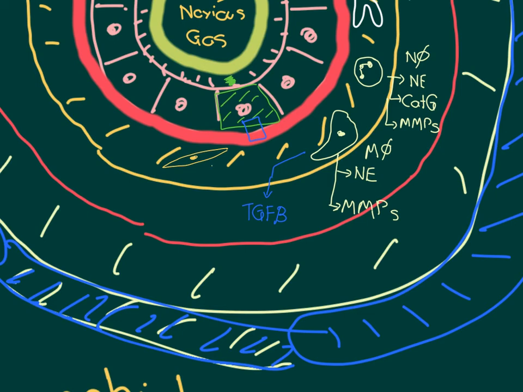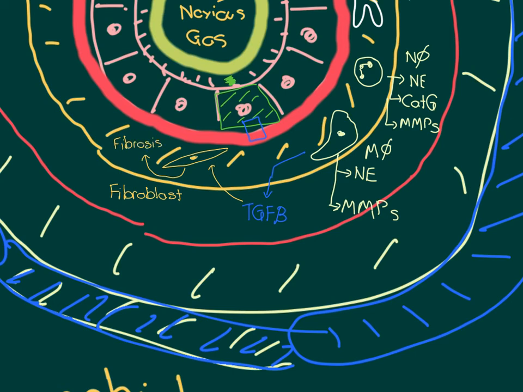And what will now happen is transforming growth factor beta will bind to transforming growth factor beta receptors on the surface of the fibroblast. Let me just write down this thing's name. This is a fibroblast, a cell that can produce connective tissue fibers. Once the receptors on its surface have been activated, it will start spitting out connective tissue, and this will result in fibrosis.